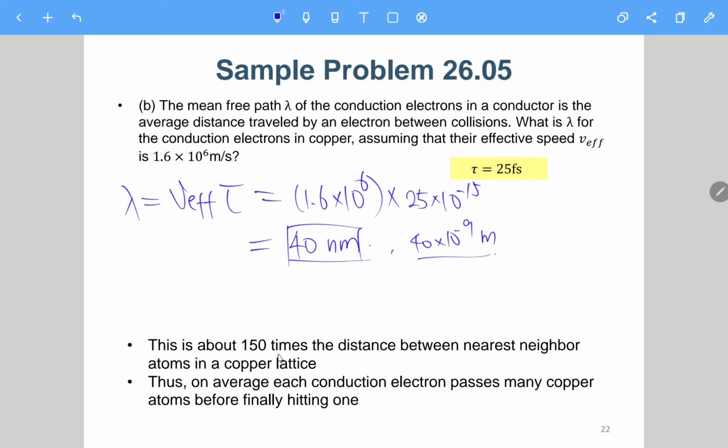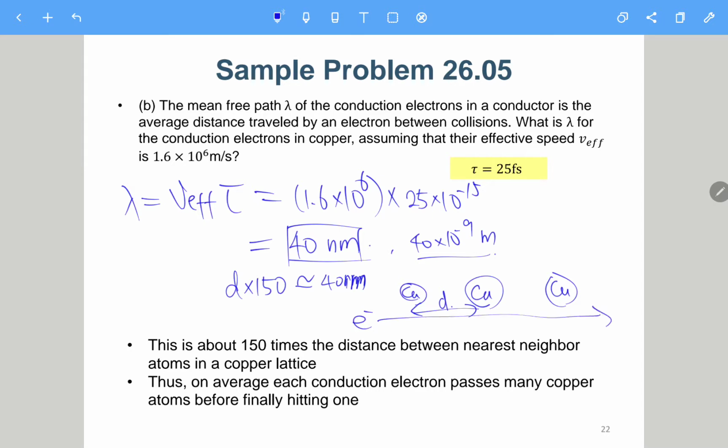It says this is about 150 times the distance between nearest-neighbor atoms in the copper lattice, which means if you have copper, the lattice like this, I don't really know what the shape of the lattice is, but the distance here, for example, we call it d. d should be multiplied by 150 to be around 40 nanometers. So on average, each conduction electron passes many copper atoms before finally hitting one.